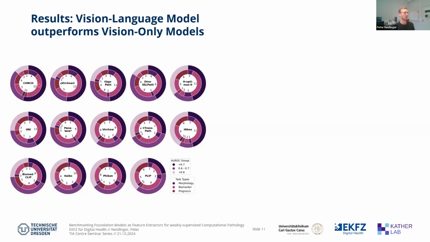As you can see, CONCH manages to get an AUROC of above 0.7 in more than half of the tasks, whereas CLIP only in less than a quarter. And on the inner ring, you see the different task types again. You see that there are actually some quite large differences if you set thresholds like this. So CONCH is almost always above 0.6, only 4 tasks not, whereas CLIP doesn't manage to get over 0.6 in 12 tasks.